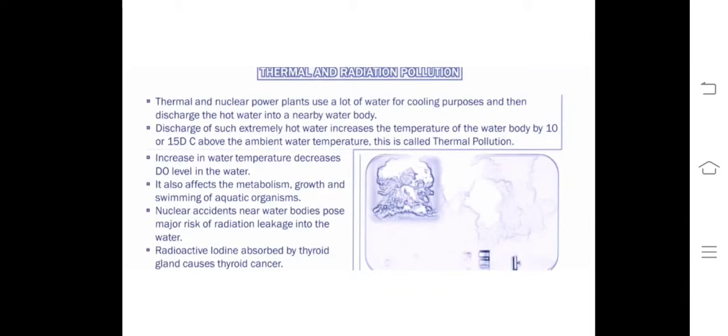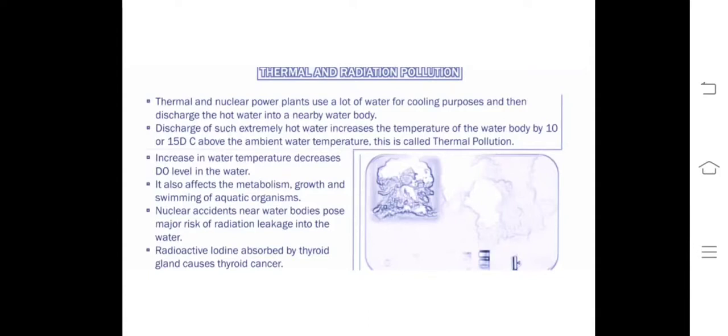Because whatever water we use in the thermal power plant or other plants, before cooling down, we are actually discharging directly into the water bodies. Hot water discharging into the water bodies. That's why it is called thermal pollution.